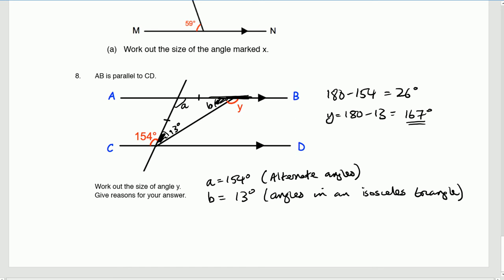And then finally I can say y equals 180 minus 13, 167 degrees, and say angles on a line. And that will be a model answer, including reasons. And that concludes the solutions for the geometry worksheet.